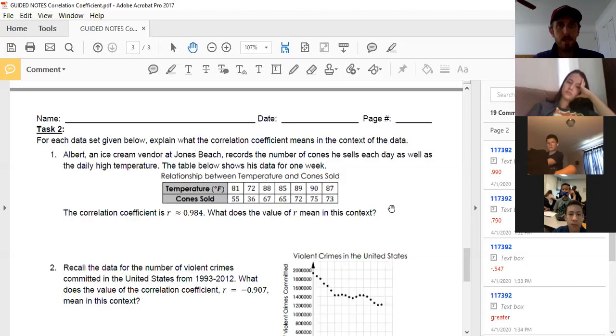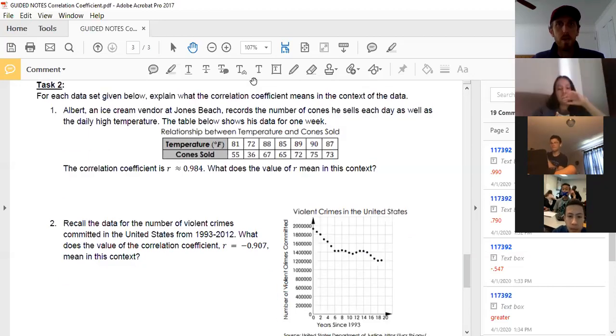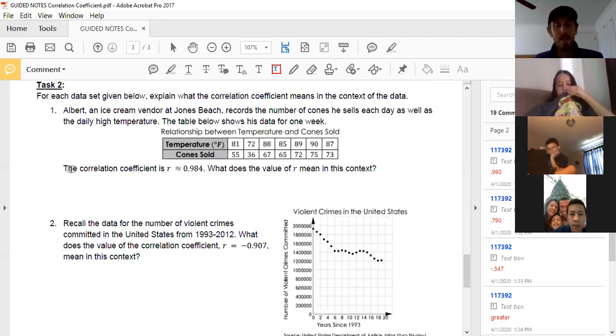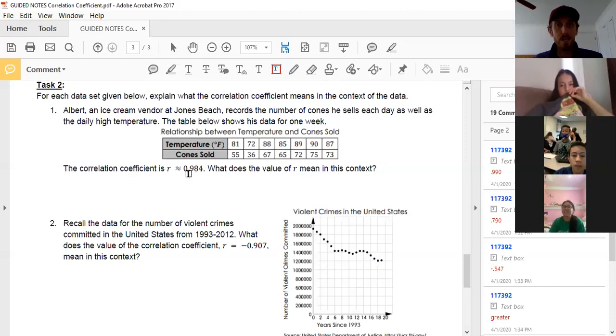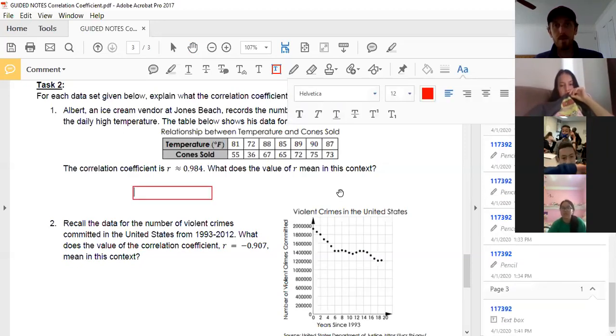All right, so 3 quick questions for you fine people. First question. You got all this information down here for a task 2, but the only thing that really matters is they give you the correlation coefficient. They tell you that the correlation coefficient is 0.984. So for starters, is that a strong correlation or is it a weak correlation?